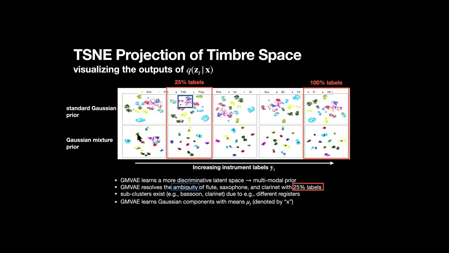Each of the crosses represents the mean parameter of one Gaussian component. And each color here represents one of the 12 instruments. So with only 25% of the instrument labels, the GM-VAE can resolve most of the ambiguity, while the VAE still suffers from such ambiguity. Using all the labels for training, we can almost learn a perfect clustering in the Gaussian mixture variational autoencoder.